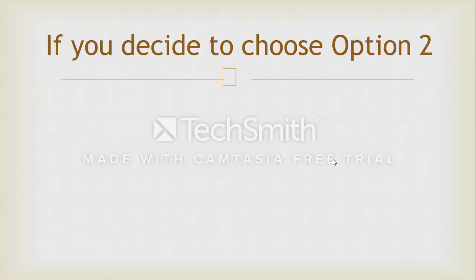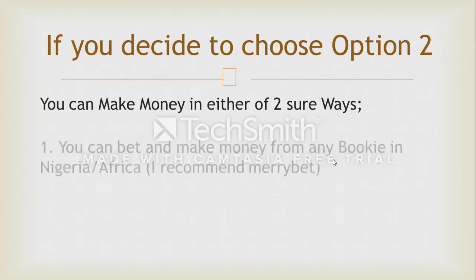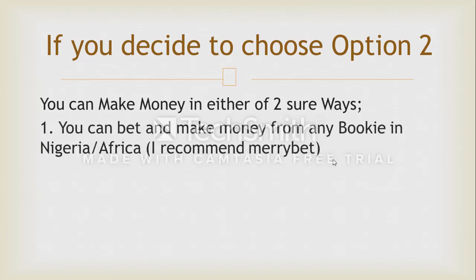Now, if you decide to choose the number two option, there are things you can actually do. There are two ways you can make money. You can make money in either of two ways, when it comes to the leverage I'm going to introduce you to. Number one, you can bet and make money from the bookies themselves, either in Nigeria or in Africa. I recommend Meribet. Why I recommend Meribet is because they offer big odds.